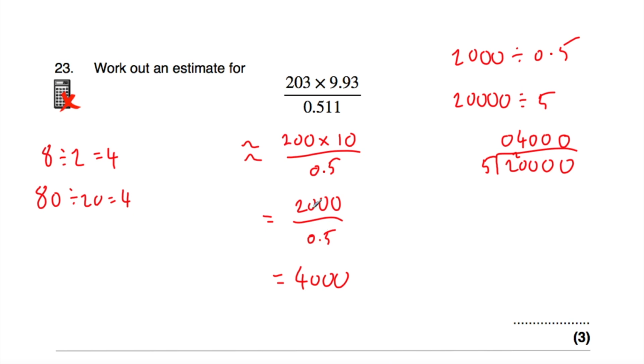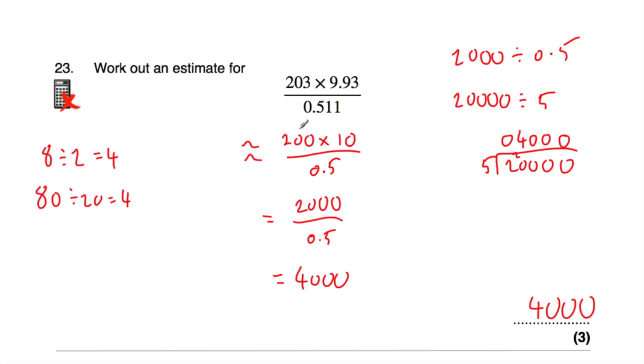So if you're dividing by a 0 point number, rather than dividing by the 0 point number, you could multiply them both by, perhaps in this case, 10 works out quite nicely. If it was 0.05, you could times them both by 100 and so on. And that's it. So our estimate for this calculation would be 4,000.